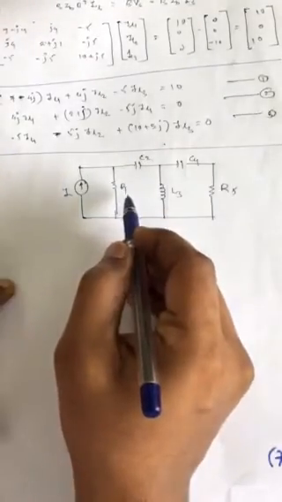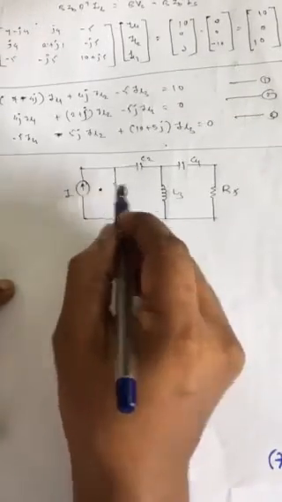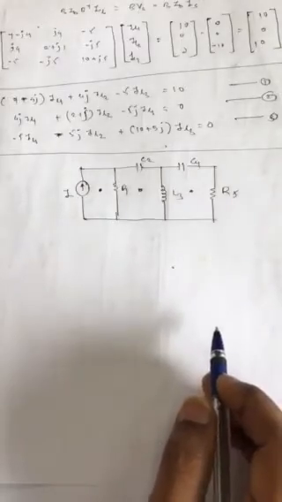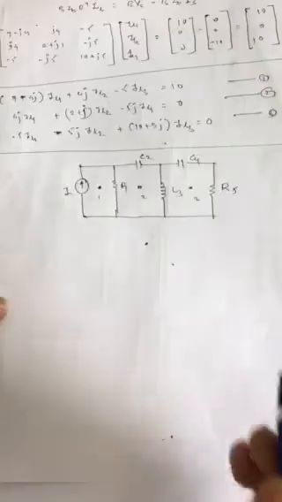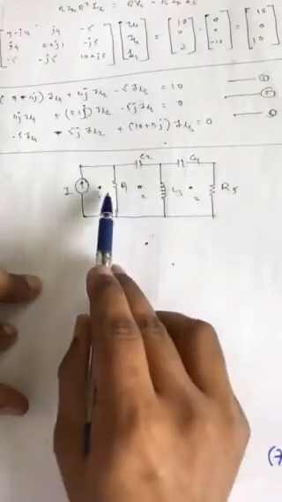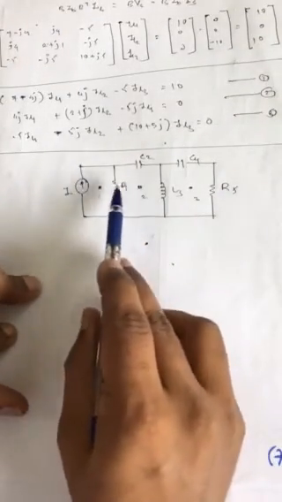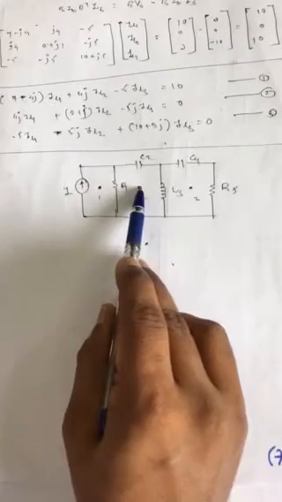Okay, so let's see the duality concept. This is the given example. What we have to do is put a dot in each box like this. Now, this is dot 1, dot 2, dot 3. We'll put one reference dot outside of the circuit. We have to connect each dot to every other dot, crossing the given element.